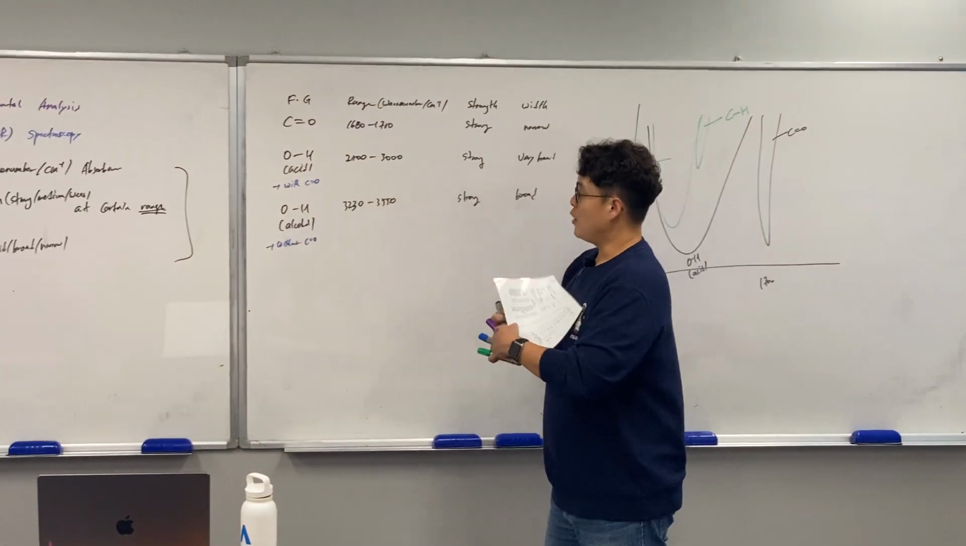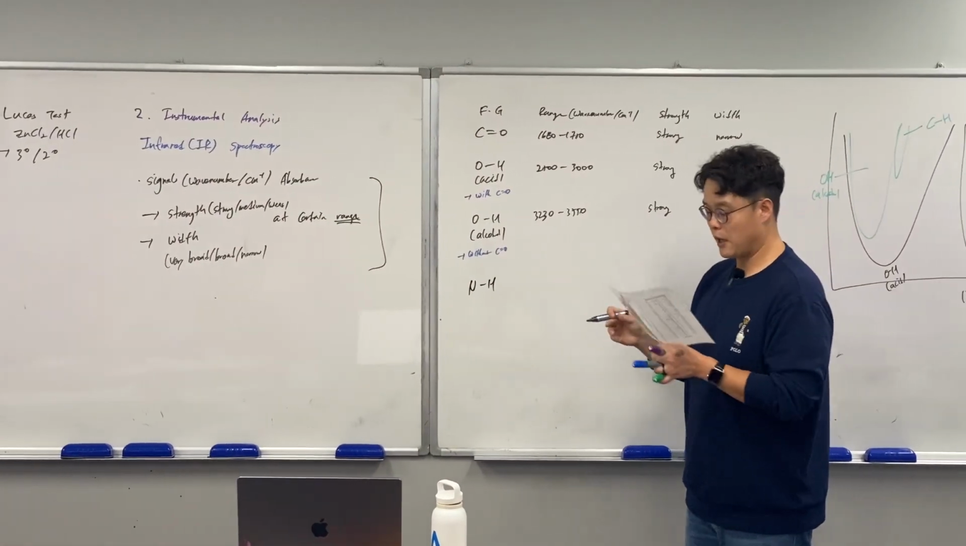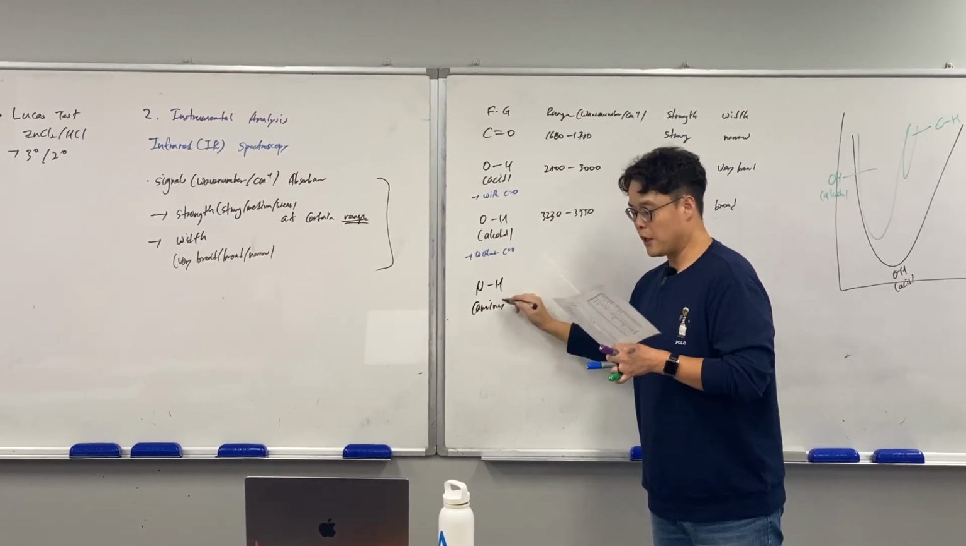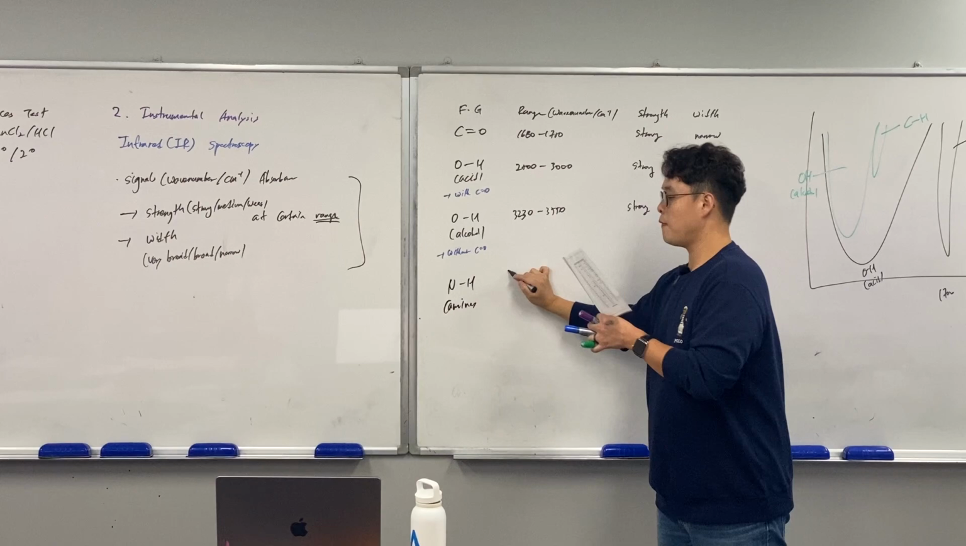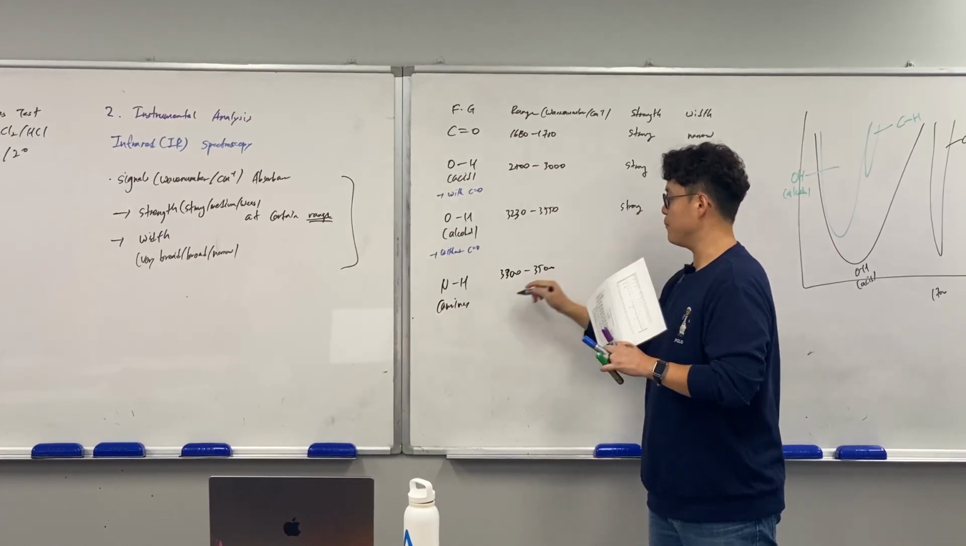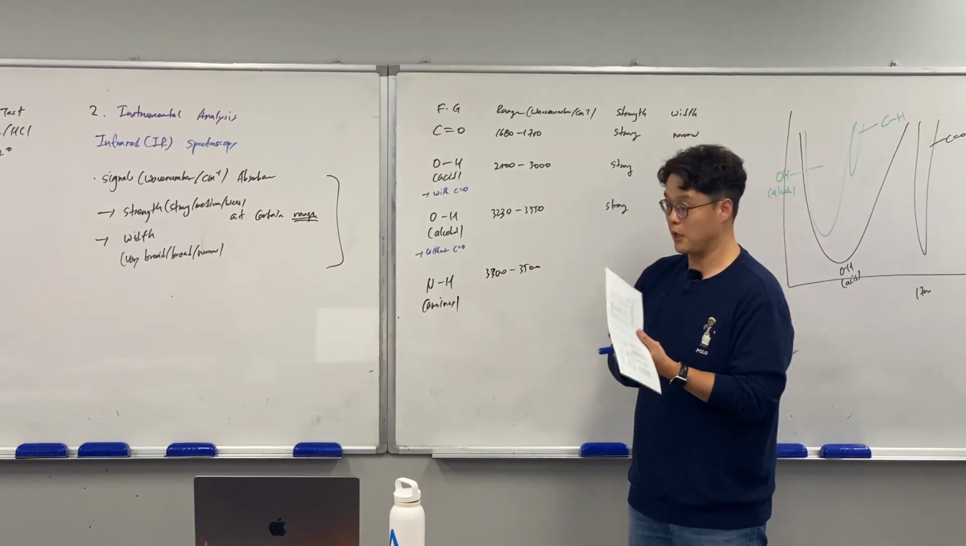Okay, you also need to know the NH. This is between the amine and the amide. Now, for the amine, the range was given as 3,300 to 3,500. Now, for the amine, remember guys, this is without the carbonyl again.